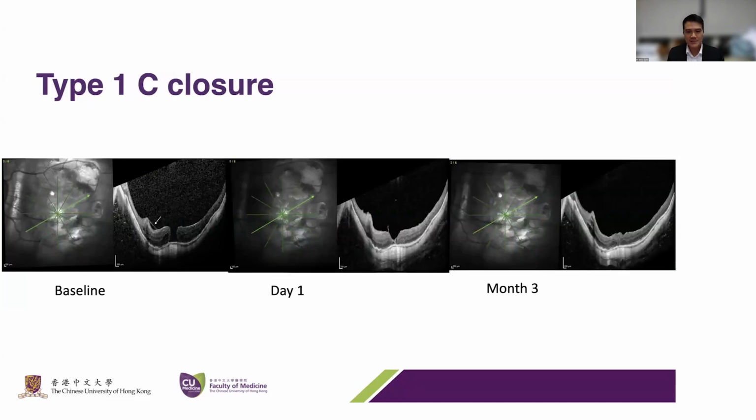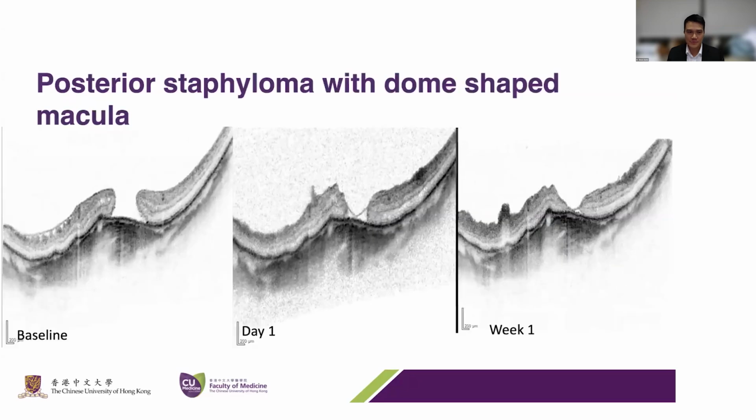And you can also see this case of a high myopia patient with posterior staphyloma and also full thickness macular hole. Again, on day 1, we can already see that there is an ILM flap connecting the edges of the macular hole. And by month 3, the macular hole completely closed. Again, another case of high myopia with posterior staphyloma with dome-shaped macula. Again, on day 1, you can see that there is an ILM flap bridging the macular hole. And then by 1 week, it almost entirely closed already.